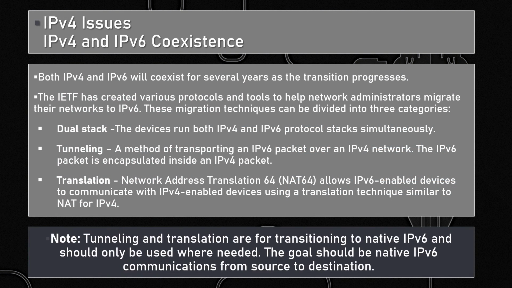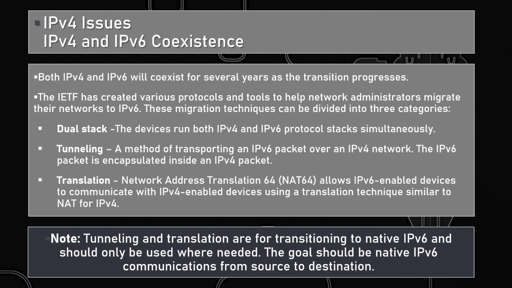So for the time being, IPv4 and IPv6 will coexist. A number of companies and other organizations have been transitioning, but until that is completed, which will probably still take a couple of years yet, the IETF has created a number of different protocols and tools to help administrators migrate their networks to IPv6. And we've got three primary categories. We can have a network that runs in what's called dual stack, which is where both protocols are run simultaneously.